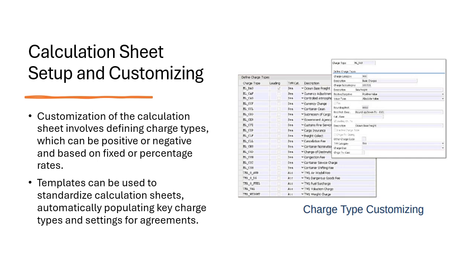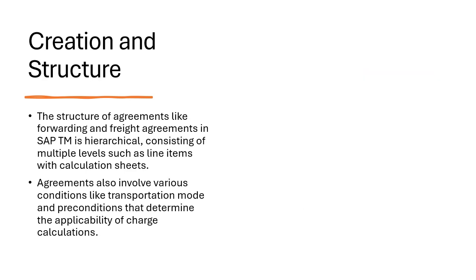And this figure gives a visual of how charge types are customized in SAP TM. Users can also customize settings like whether a charge is positive or negative, I mean, like a discount, if they have discounts or not, as well as how rounding is handled in this.